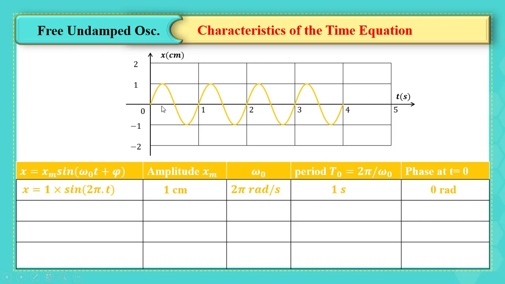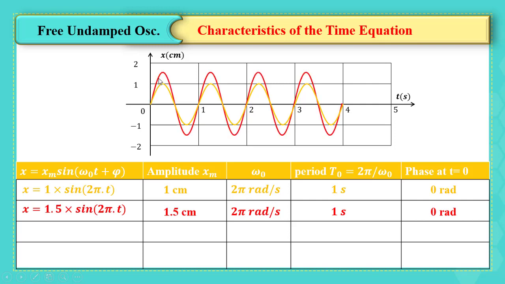If x equals 1.5 sine 2 pi t, let's find its characteristics. The amplitude then is 1.5 centimeters, omega 0 is 2 pi, the period is still 1 second, and the phase is also 0. So the only factor that is varied is its amplitude. It shows us that its amplitude increased by half, but all other characteristics are just the same.